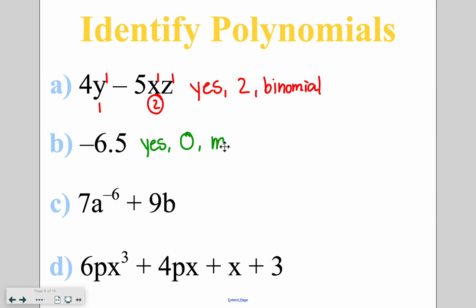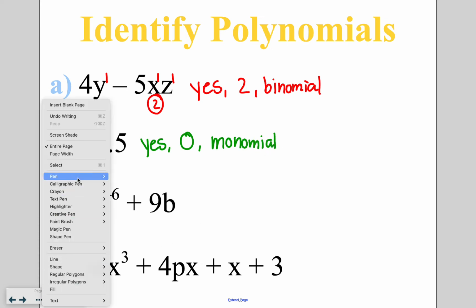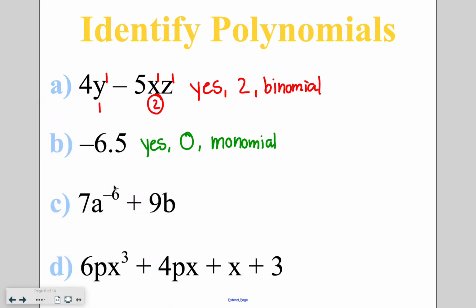And then since it is just one singular number, it is a monomial. It is one thing by itself. When I come down to this next one, notice we've got a negative exponent, which means that the first part is not a monomial, which means that the whole thing is not a polynomial. You can't do anything else if you have negative exponents or variables in the denominator.